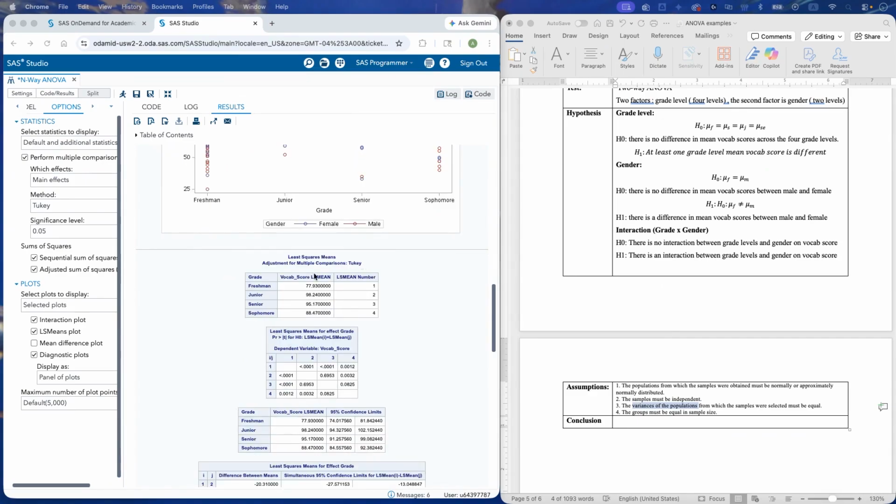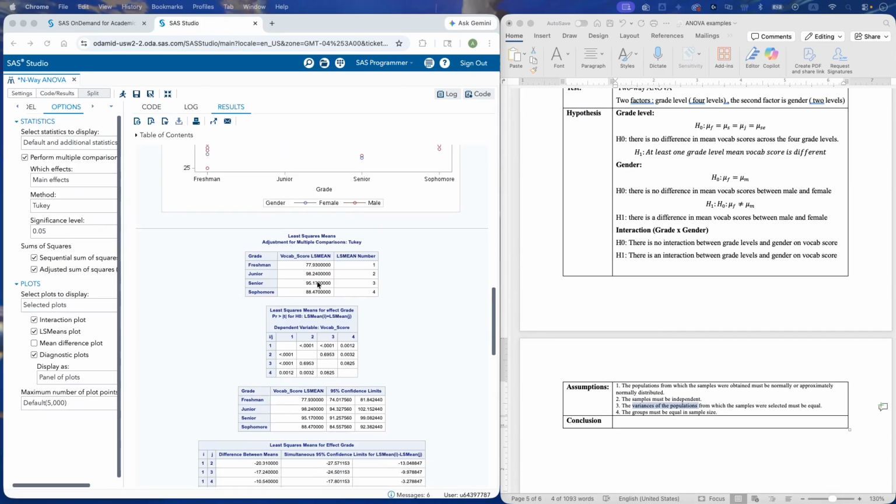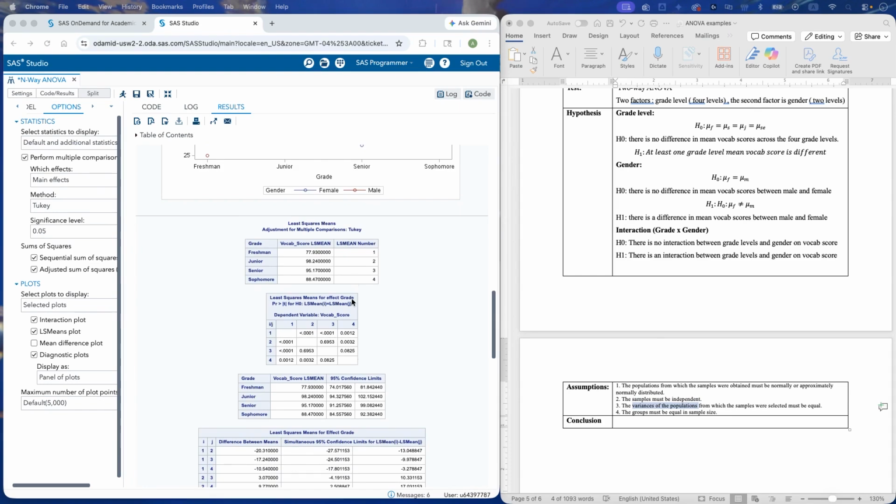These are the averages, the means. Least squares means, but we don't have missing values, so they are just the same as the means. And this is the table of the differences, the p-values, right? These are the p-values. So freshman and junior, 1 and 2, statistically significant.